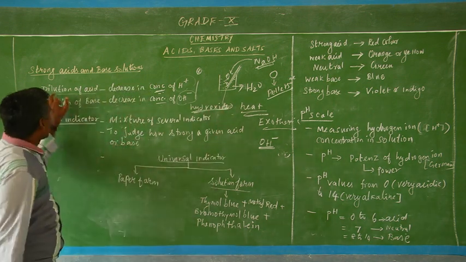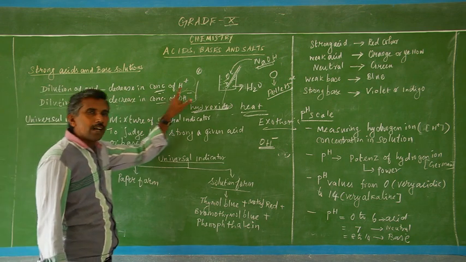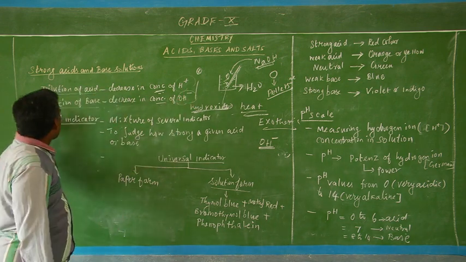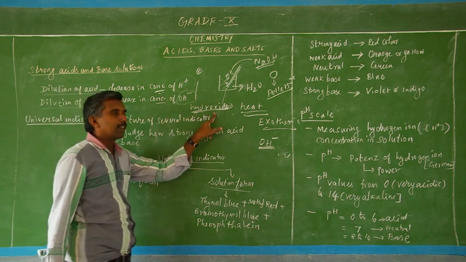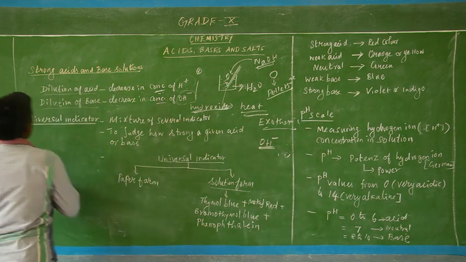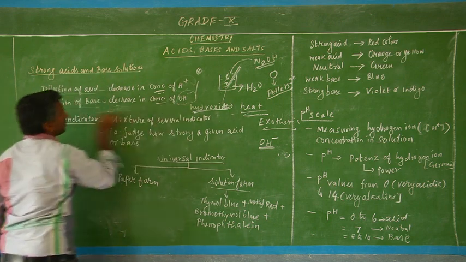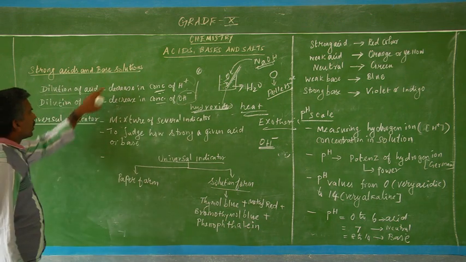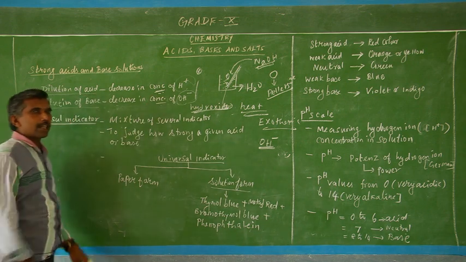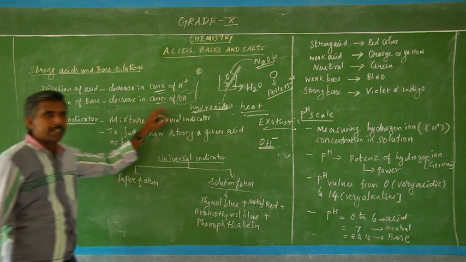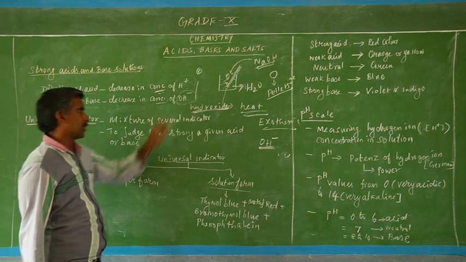So dilution of an acid is a decrease in concentration of H+ ion. Dilution of a base is a decrease in concentration of OH- ion. In all dilution processes, concentration decreases.